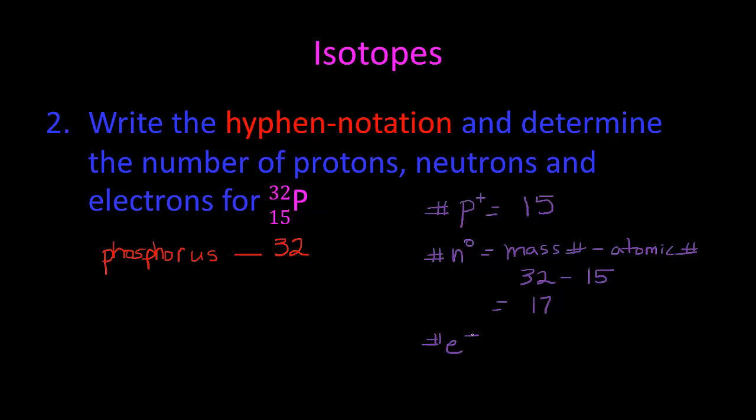Then our number of electrons. If you look up here, this phosphorus has no charge, which means the protons have to equal the number of electrons, so the number of electrons would be 15.